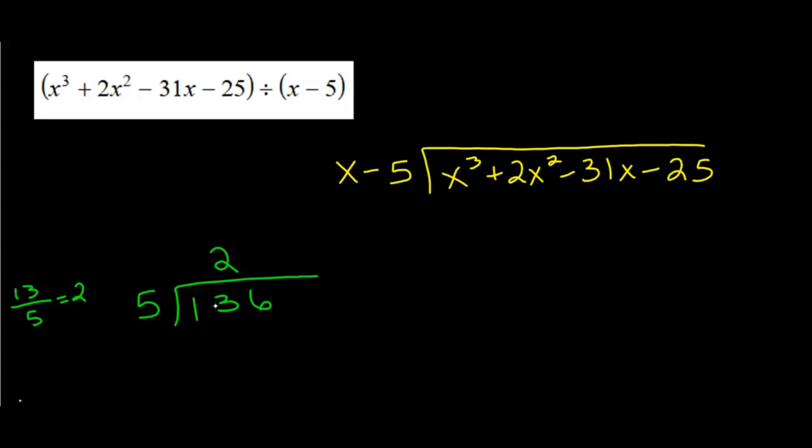And then the next thing I do is I multiply. I multiply 2 times 5, and then I put that answer right down here. So 2 times 5 gives me 10. And then the next thing I do is subtract. So 13 minus 10 is going to give me 3. And then I drop down my 6. And then I start all over again. So the order that goes in is divide, multiply, subtract. Divide, multiply, subtract. And you're just going to keep doing that until you run out of terms.